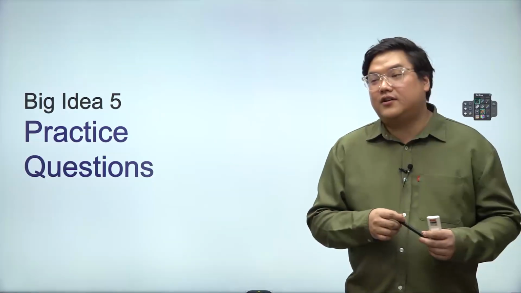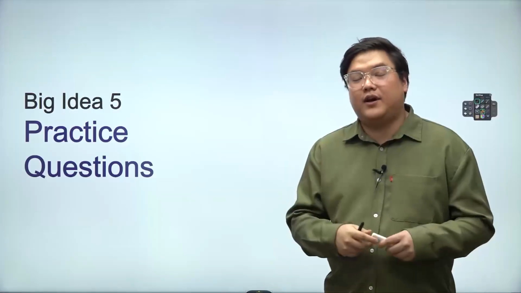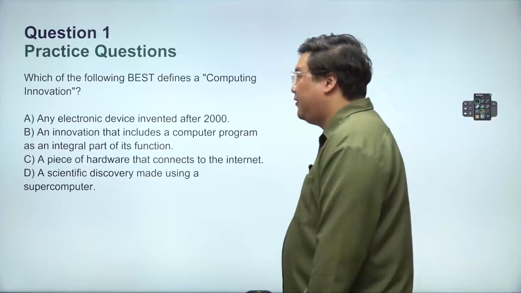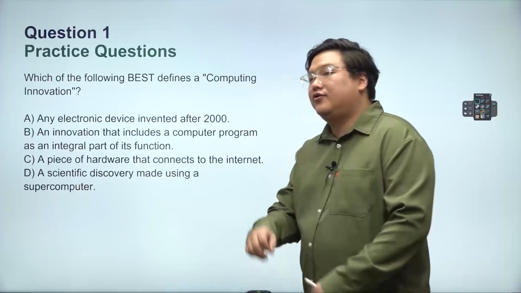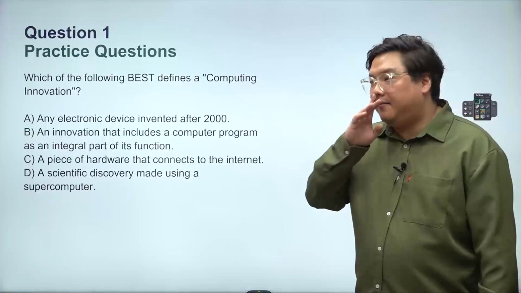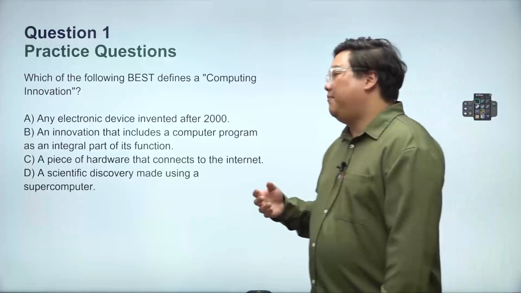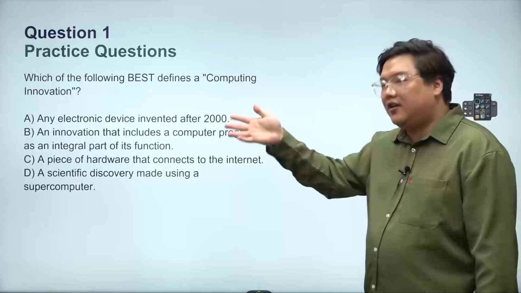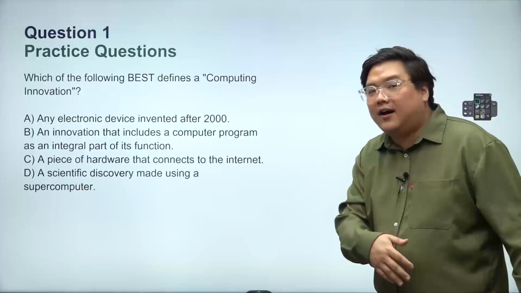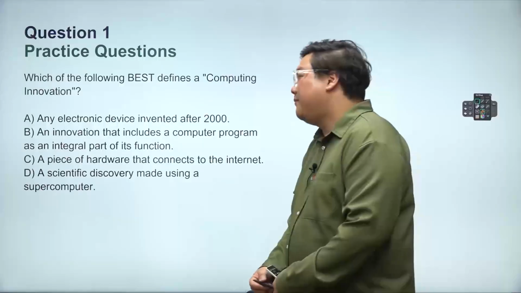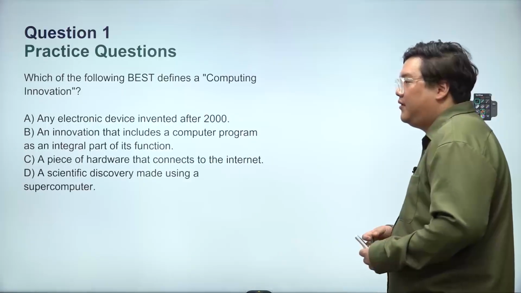Okay, everyone, let's go to our Big Idea 5 practice questions. So let's take a look at what kind of questions the exam will ask you. All right, so question 1. Which of the following best defines a computing innovation? So like I said, they don't straight up ask you for these, but sometimes they do, okay? It's going to involve something like computing innovation, but with later topics, they usually ask using cases and contexts. But anyways, which of the following best defines a computing innovation?